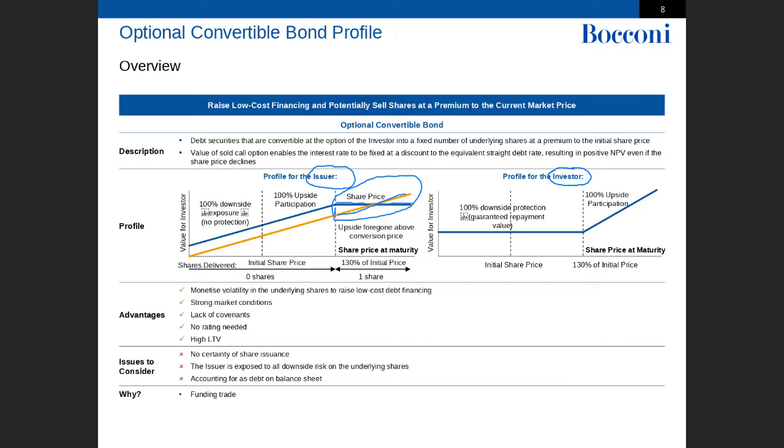Totally the opposite for the investors. The investor is protected until the share price gets to the strike price here, and he retains all the upside above 100. Okay?